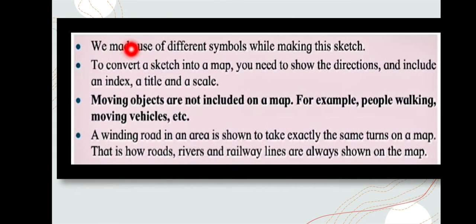Now listen. We made use of different symbols while making this sketch. To convert a sketch into a map, you need to show the directions and include an index, a title, and a scale. Moving objects are not included on a map. Remember this. For example, people walking, moving vehicles, etc. We don't have to include these on the map. A winding road in an area is shown to take exactly the same turns on a map. That is how roads, rivers, railway lines are always shown on the map.